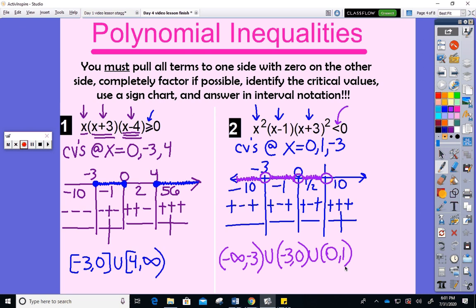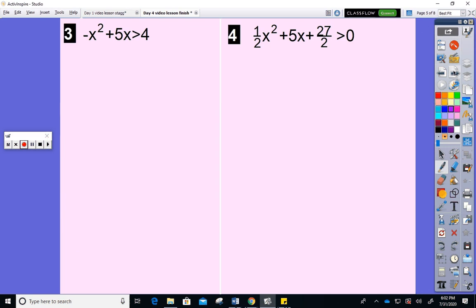Guys, just one note. If it had been less than or equal to 0, where I would have colored in the -3, the 0, and the 1, that would have not been 3 separate intervals. It would have been one solid interval, and my answer would have been from -infinity to 1 bracket. So just wanted to make a note of that.